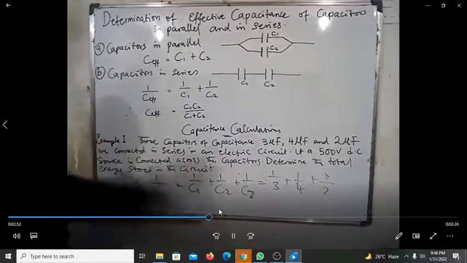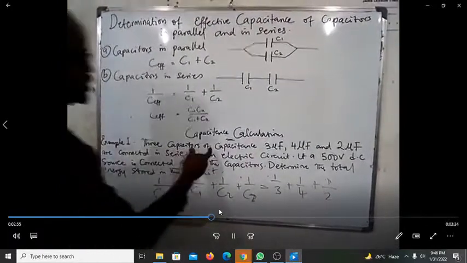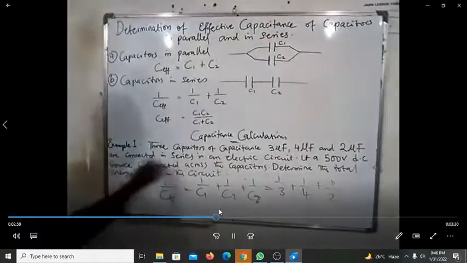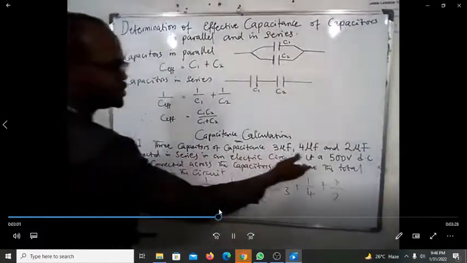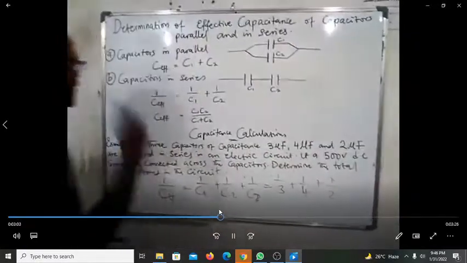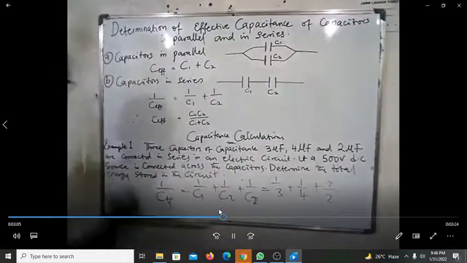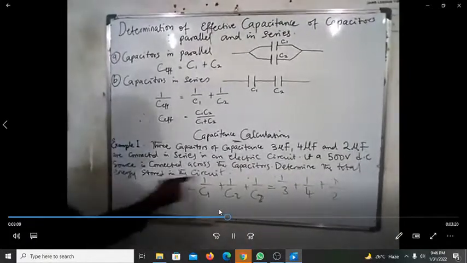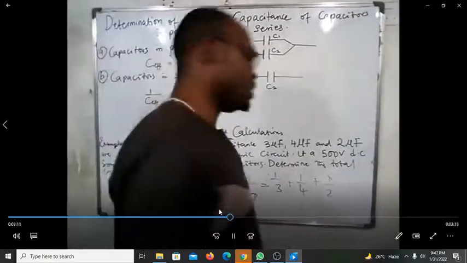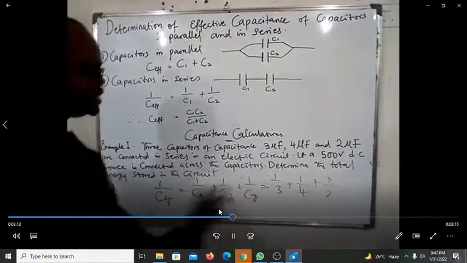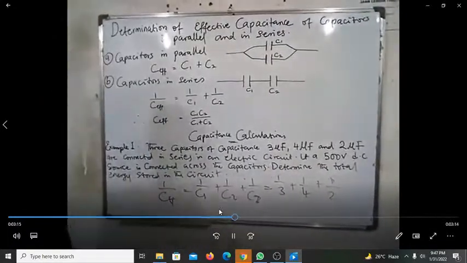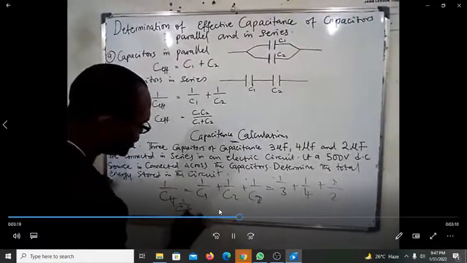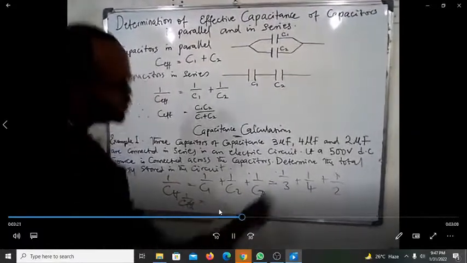But let's look at the question completely. 3 capacitors of capacitance 3 microfarad, 4 microfarad, and 2 microfarad are connected in series in an electric circuit. If a 500 volt DC source is connected across the capacitors, determine the total energy stored in the circuit. So how do you calculate this? First of all, you need to determine the effective capacitance. So this is what you do. 1 over C effective equals, you add this up.